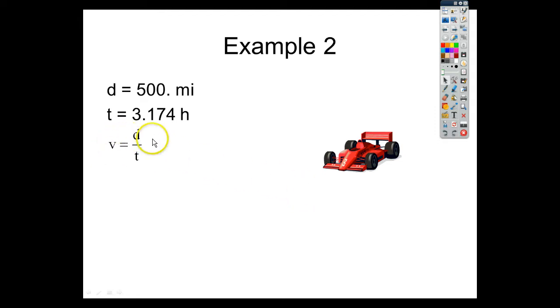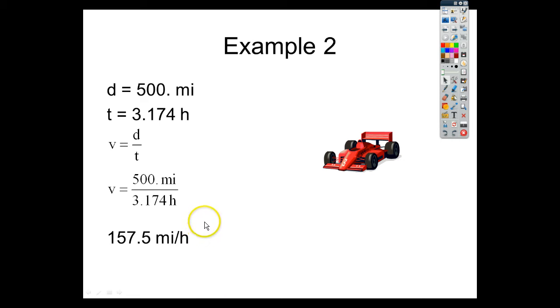So average speed will just be the distance divided by the time. We just plug in the two numbers, 500 miles divided by 3.174 hours, and you should end up with about 157.5 miles per hour. So that's the average speed. She didn't do that the entire time. Remember, she was in the pits going 0, and then down the straightaway she was probably pulling 230, 240 miles an hour. So that's pretty quick.